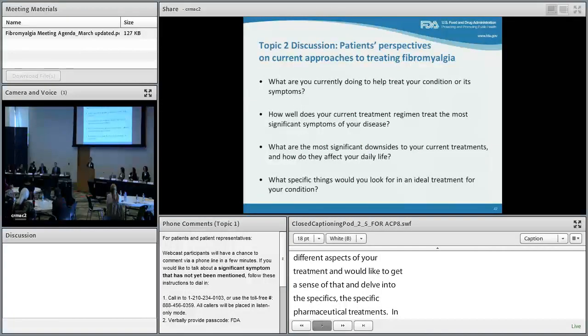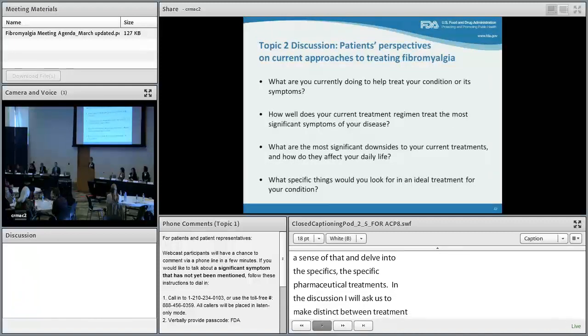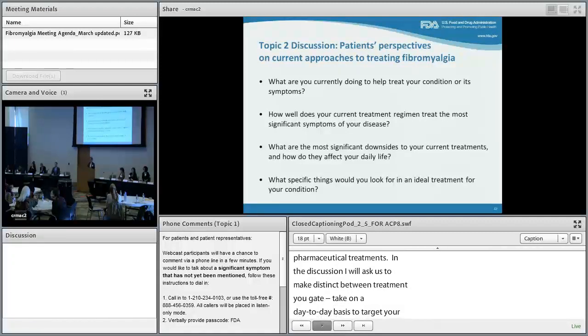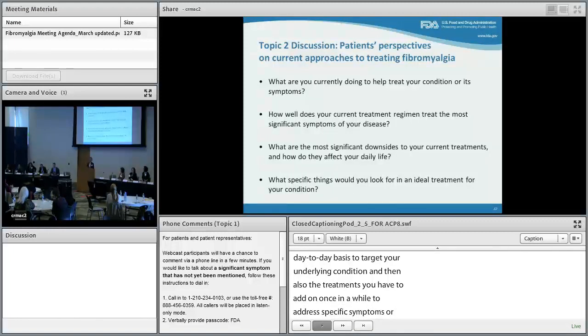Then we would also like to focus on what symptoms those treatments address, and what the downsides of those treatments are, especially health downsides, side effects and other things that really affect your daily life. And then, if we have time, what specific things you would look for in an ideal treatment for your condition.